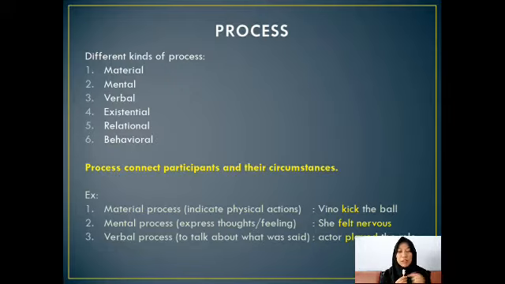The first one is material process. Material process is used to indicate cycle actions. For example, the machine works well. The word works here indicates the cycle action of machine in material process.